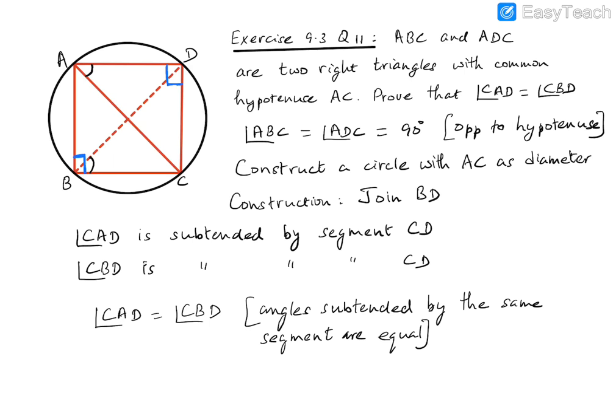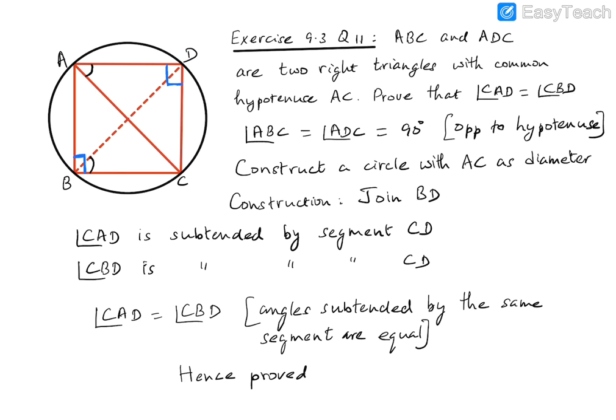So hence we have proved that the angle CAD is equal to the angle CBD, which are the angles shown by the black arcs over here. Okay, so we have hence proved what was required to be proved. Okay, so we say hence proved.